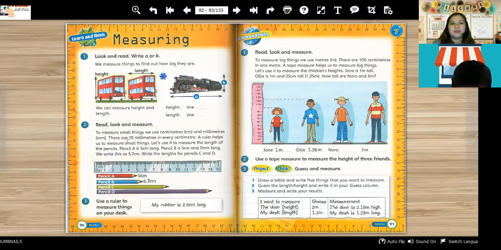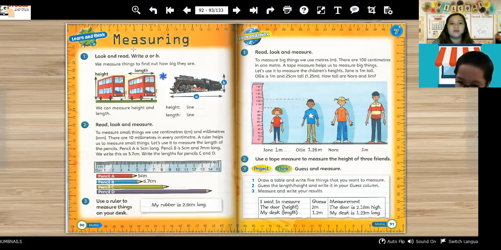There are 10 millimeters in every centimeter. So a ruler helps us to measure small things. Since we're just going to measure small things here, we will use a ruler. Okay? So let's use it to measure the length of the pencils. Pencil A is 5 centimeters long. Pencil B is 5 centimeters and 7 millimeters long. And we write this as 5.7.